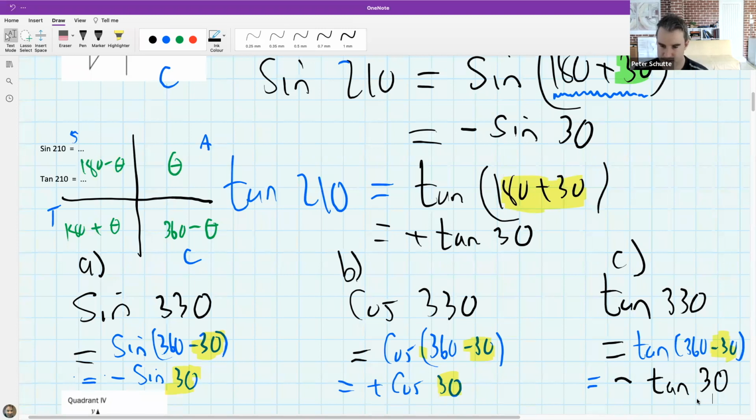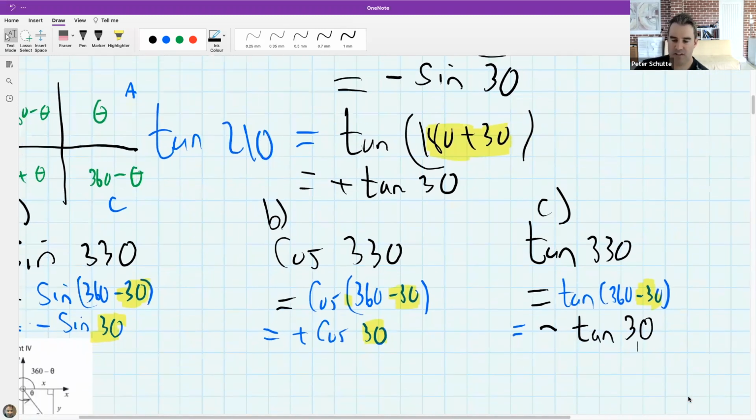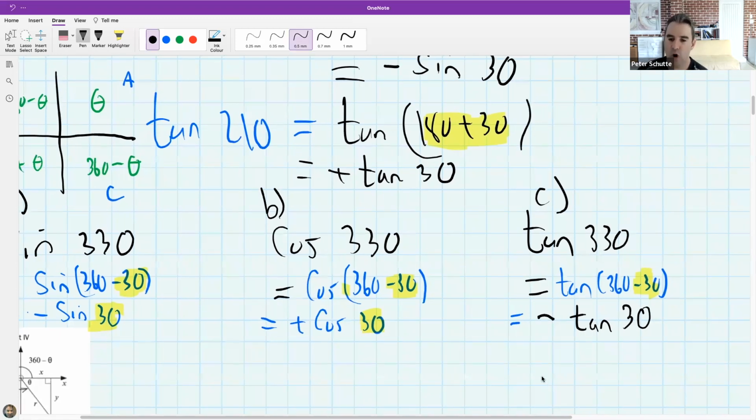Perfect. That's exactly it. Now, I want to ask you one question. If the question said, you can't use your calculator, but you need to give me a value for negative tan 30, do you have any idea how we could do that? You know how to use a calculator, but what other tools could we maybe use? You use SOHCAHTOA, sir. You could use SOHCAHTOA, but have you heard of a special triangle before?